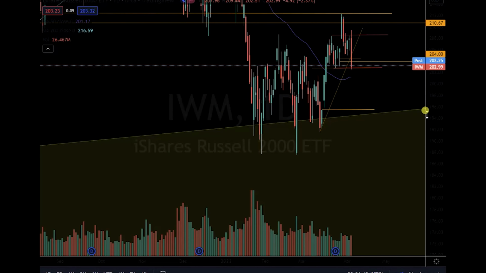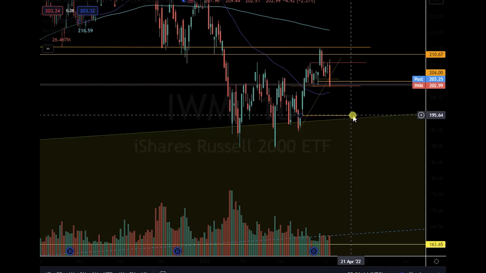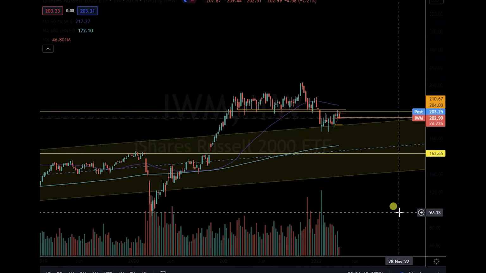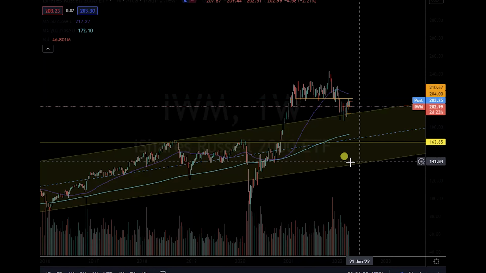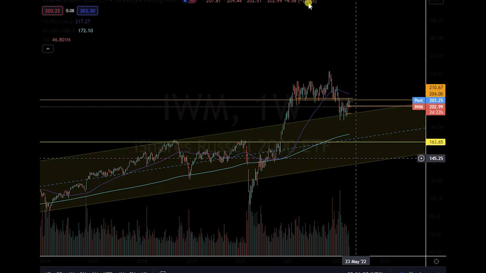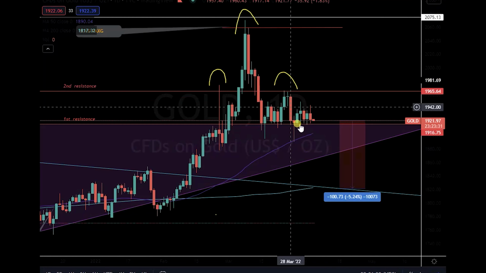That gap fill might just also coincide with the top of the channel somewhere in this range once you get there, which is your long-term Russell channel that I do think you eventually get back into, and that'll take you to the pre-COVID highs and then potentially even lower from there.